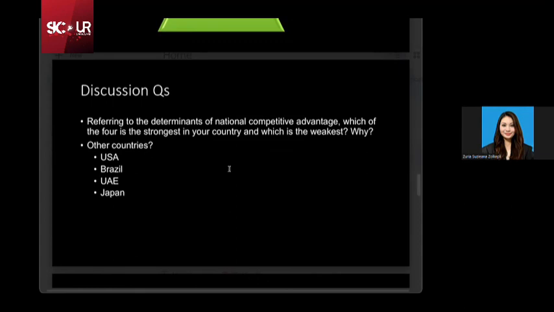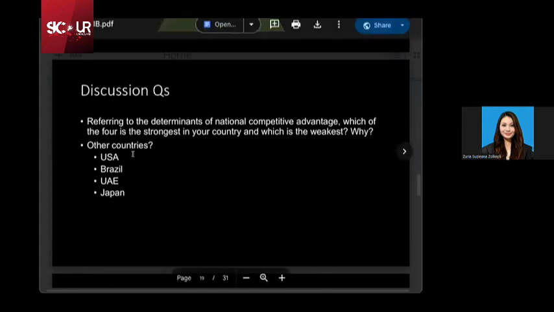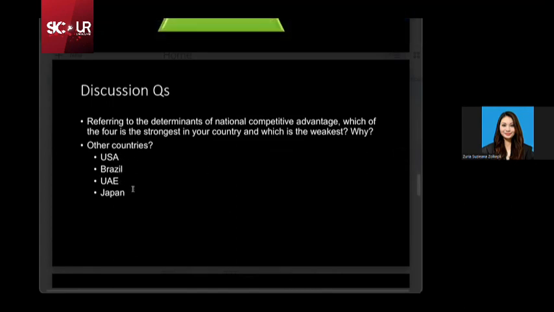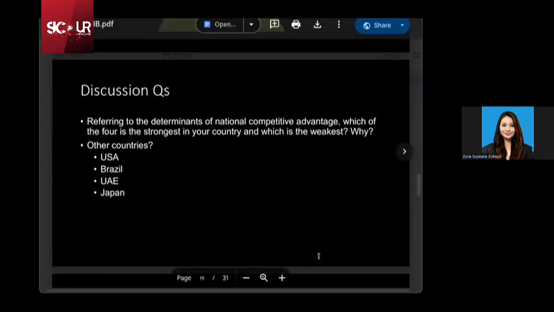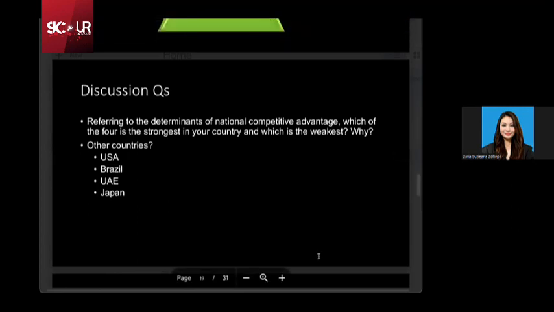So which one is the highest? Which one is the weakest, right? And then try to take a look at other countries as well: USA, Brazil, UAE, and Japan, okay? So I'm giving you this as individual work, okay? This is individual.